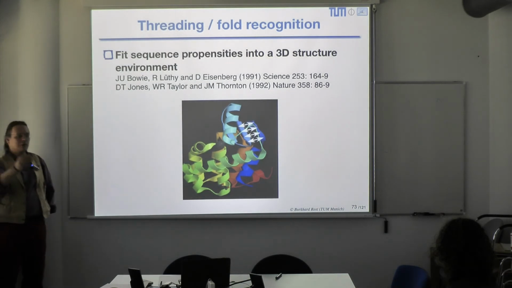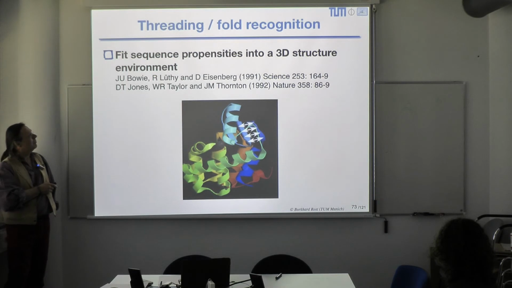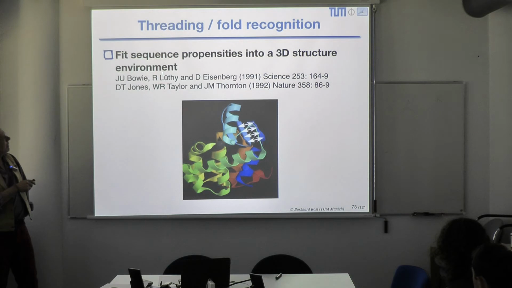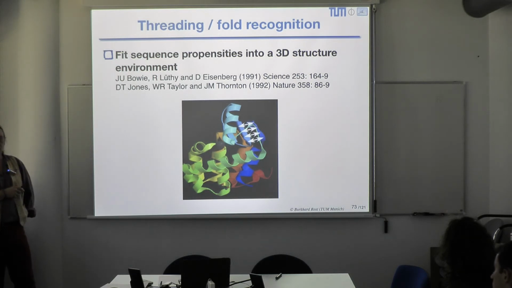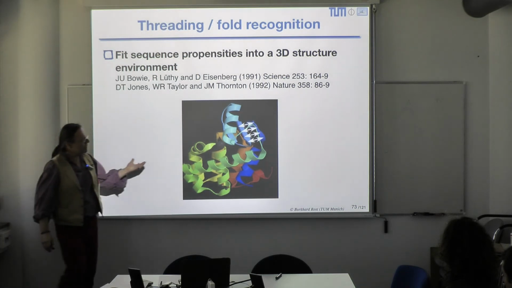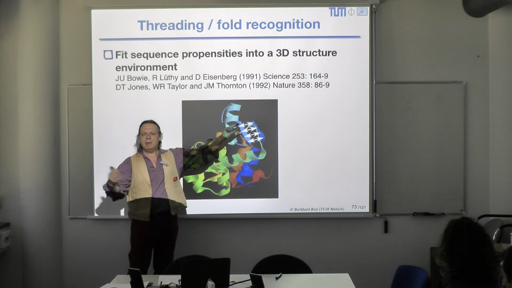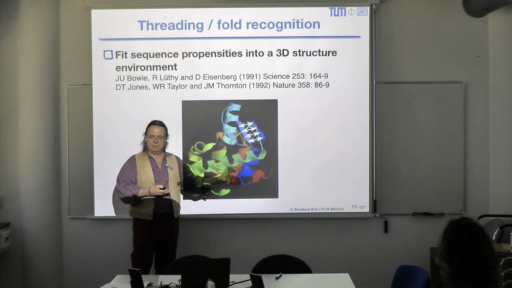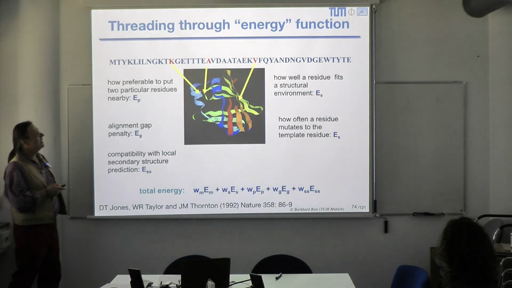At least two people in the room have brought up this issue. It goes back to Bowie, Jim Bowie: fit sequence propensities into a 3D structure, commonly known as threading. That's the term coined by Janet Thornton. Fold recognition. Essentially, once you have a 3D structure, you can reassess, because the 3D structure implies some proximity, some relations between residues, and they may not fit. That is the entire idea behind threading.